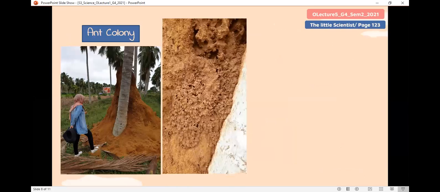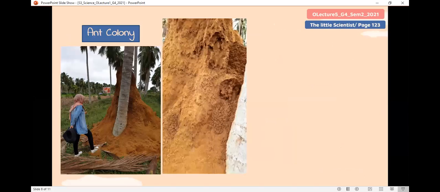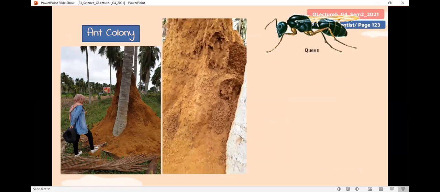In a colony, the colony is divided into many rooms. Miss, how did you know that the ants are gonna be there? You can see them. If you look close, you can see different kinds of ants. And this thing is known as an ant colony. In an ant colony, you will find one queen.